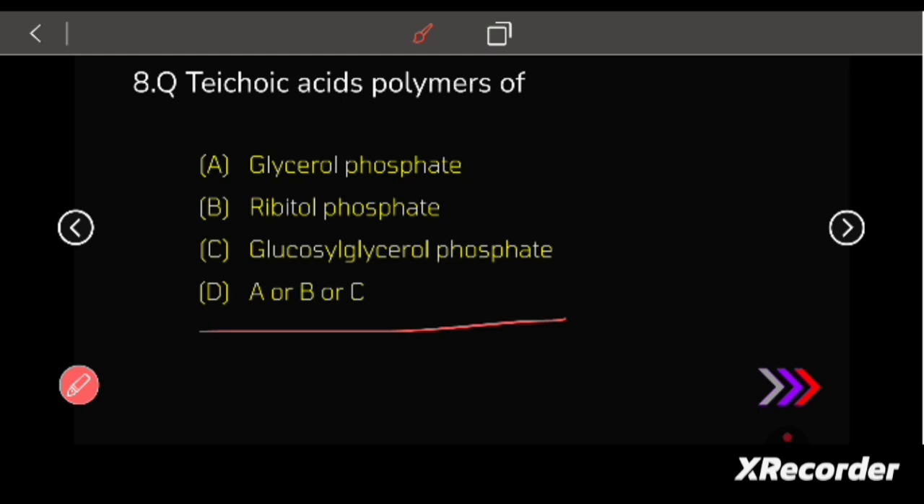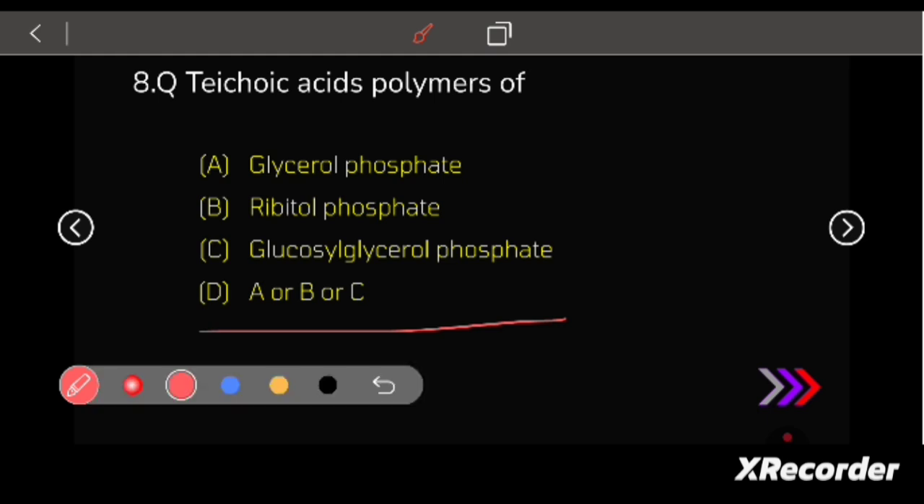In some bacterial cell walls, teichoic acids are polymers of glycerol phosphate. In some other species, teichoic acids are polymers of ribitol phosphate. In some other species of bacteria, teichoic acids in cell walls are polymers of glucosyl glycerol phosphate. Answer is D.